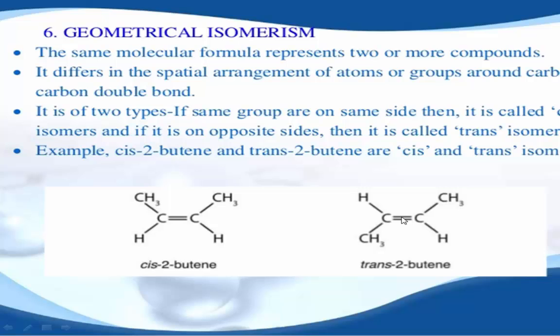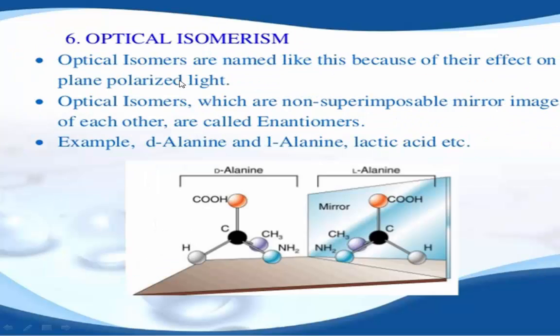Here, between the carbon atoms there is a double bond, and here a CH3 group is present on one side and another CH3 group is present on the opposite side. Remember students, if two similar groups or alkyl groups are present on opposite sides, meaning they are at 180 degrees, then this is trans form. Remember students, cis and trans forms are observed in geometrical isomerism.